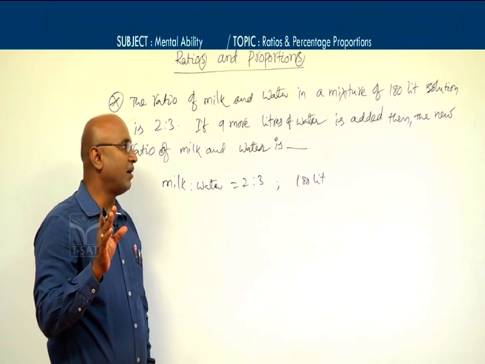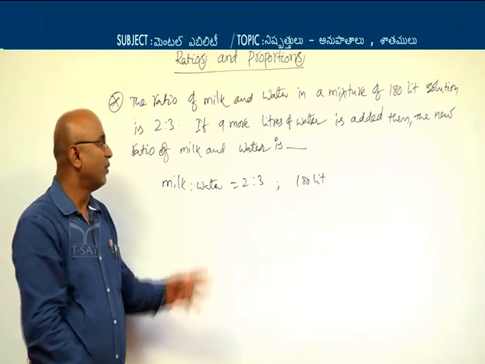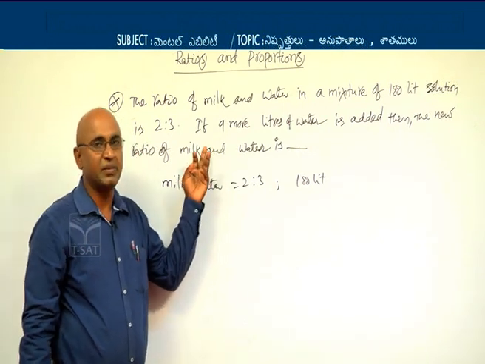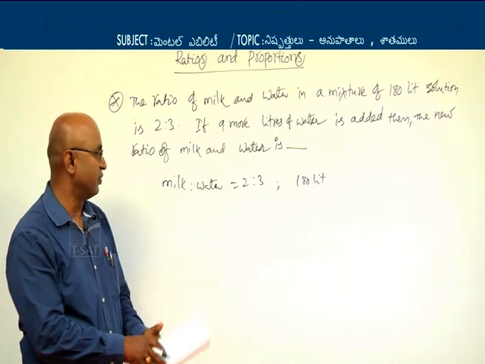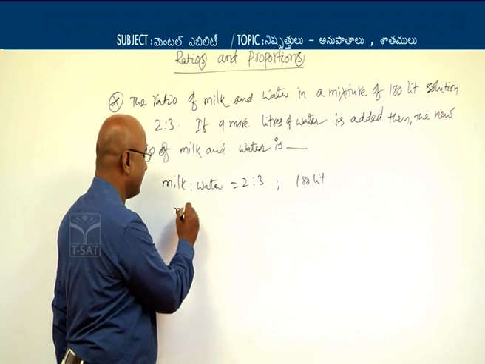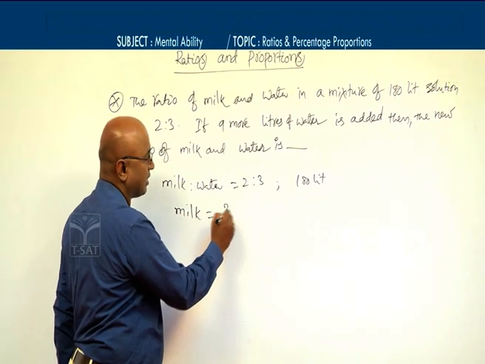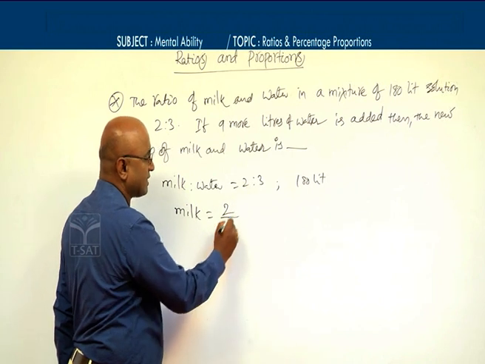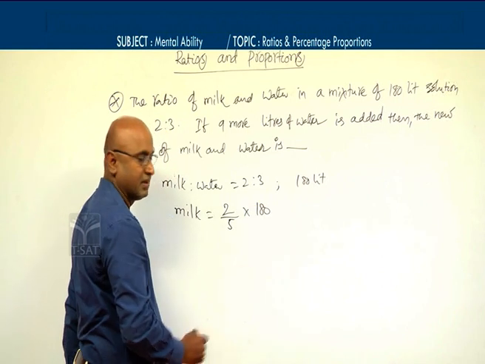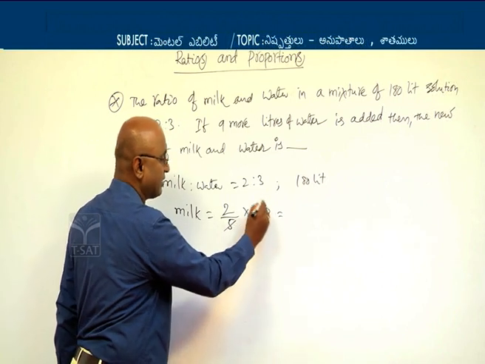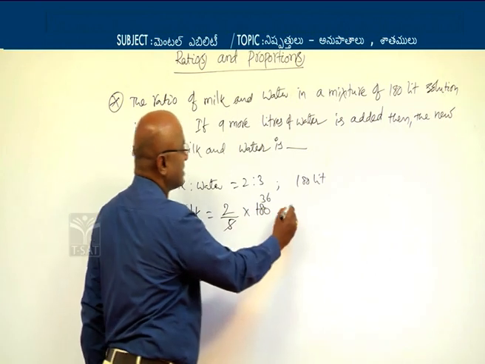The original ratio is 2:3. The quantity of milk is 2 parts out of 2 + 3, that is 5 parts, in 180 liters. That is equal to 5 3s are 15 and 5 6s are 30. This is 72 liters.